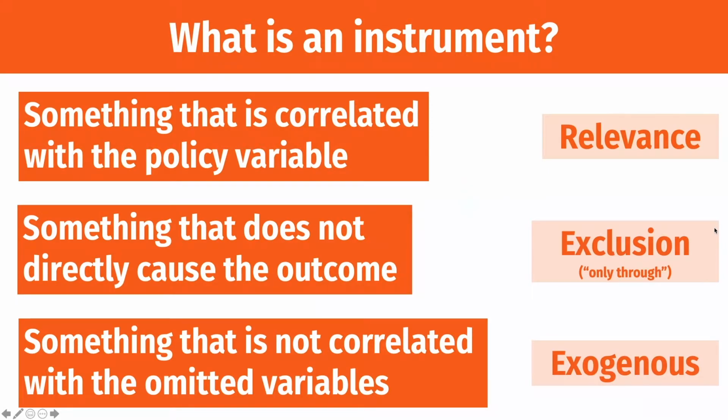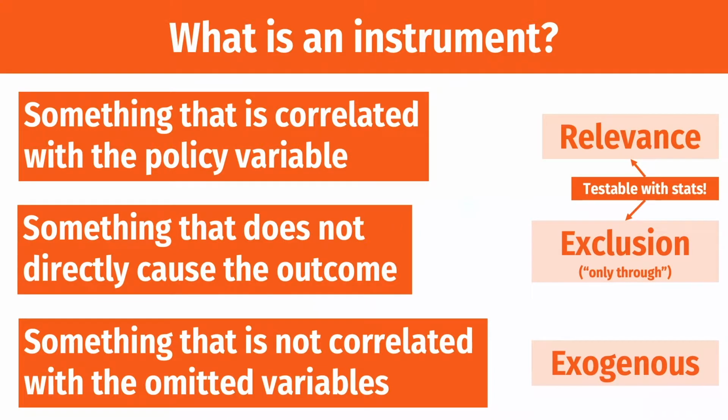So it has to meet all three of these characteristics. It has to be something that is relevant, something that meets the exclusion principle, and something that is exogenous. And if it can do all of those things, then it is an instrument that you can use to split your variable into endogenous parts and exogenous parts. The relevance aspect of an instrument is testable with stats. You can run a regression and see if your instrument is correlated or related to your policy.